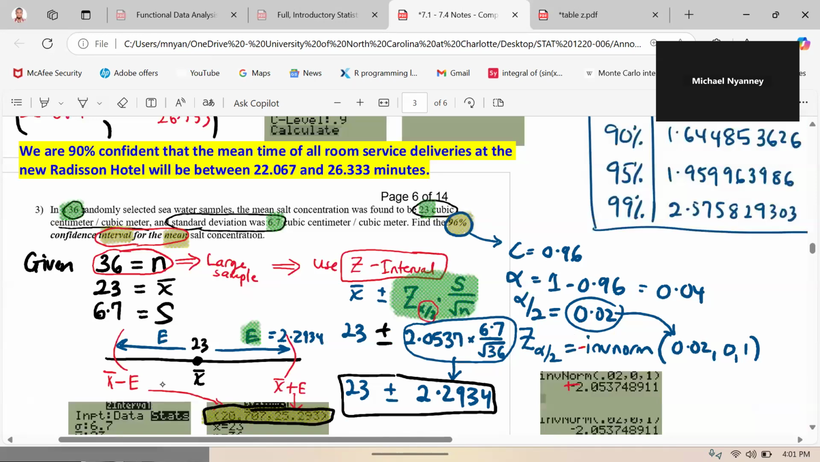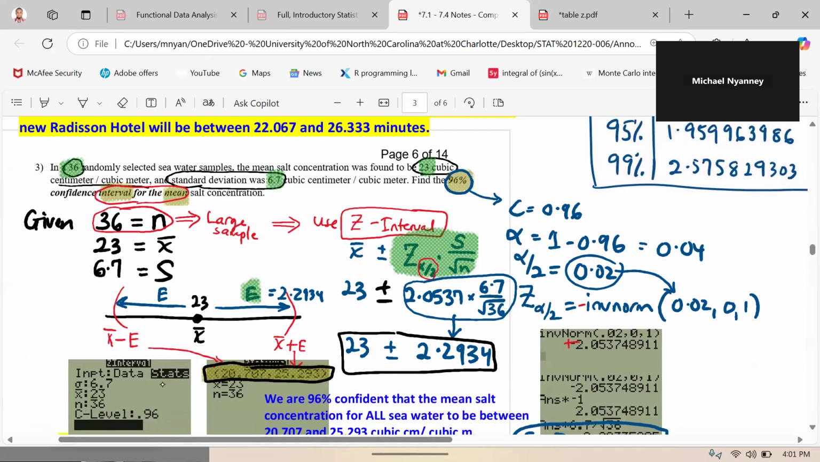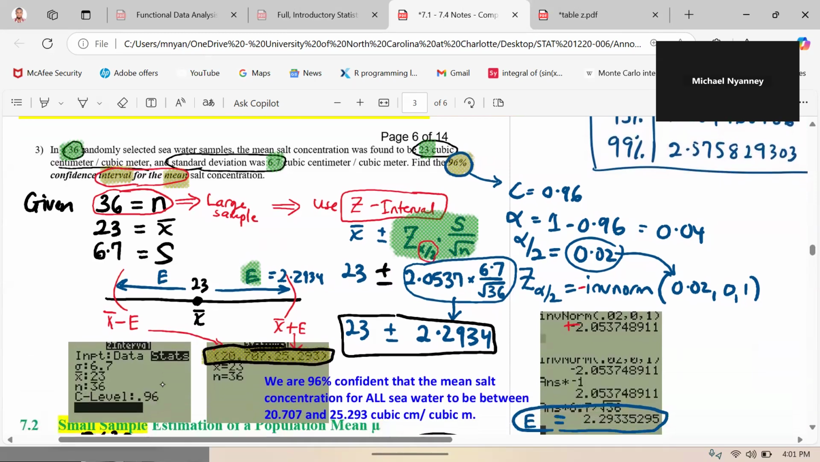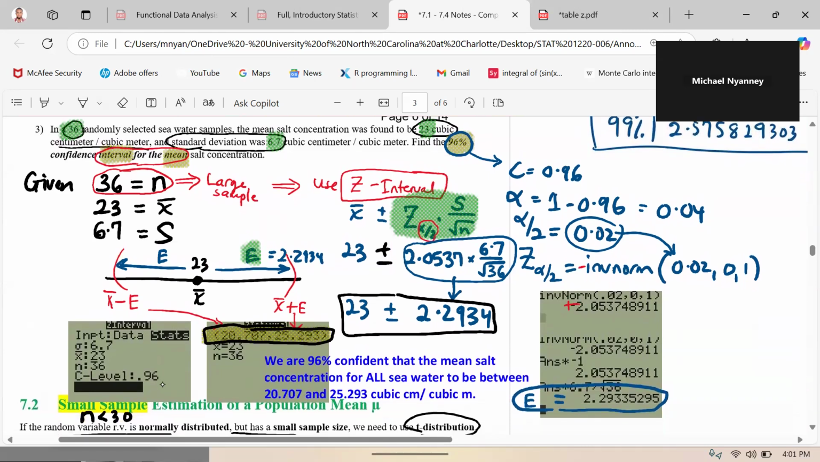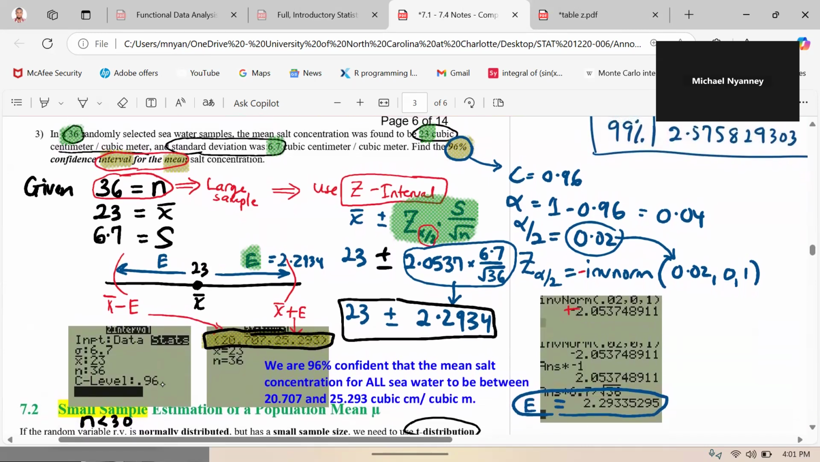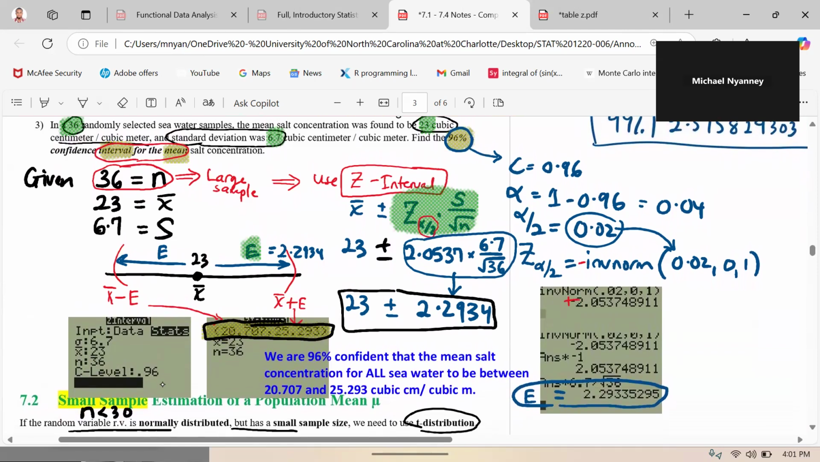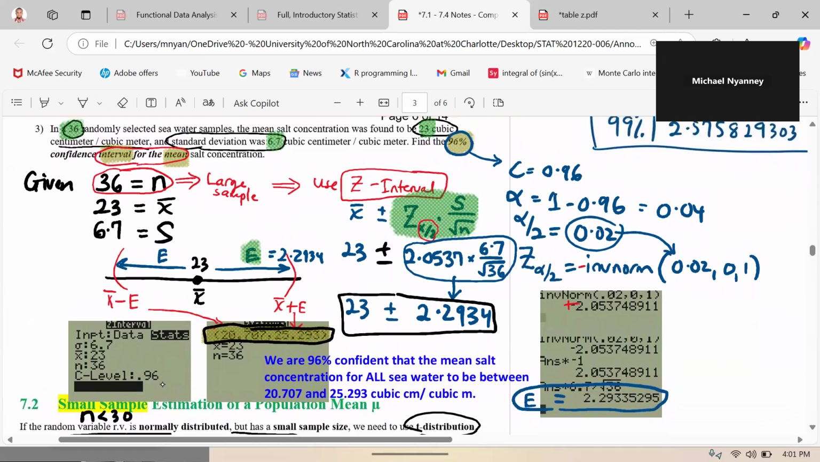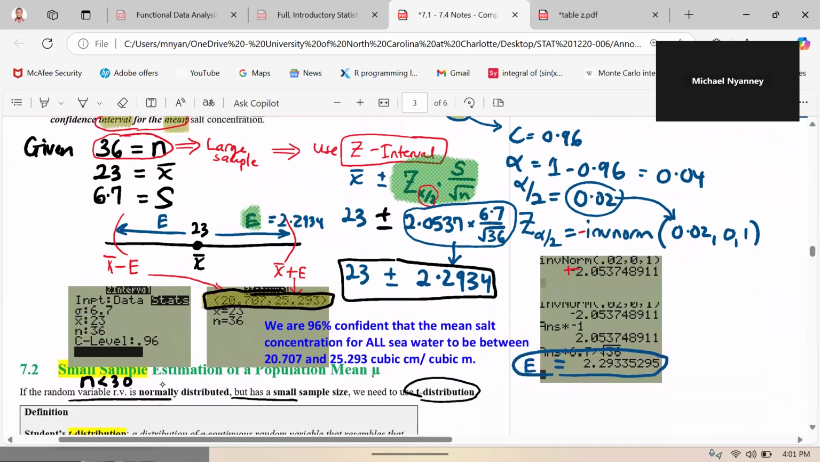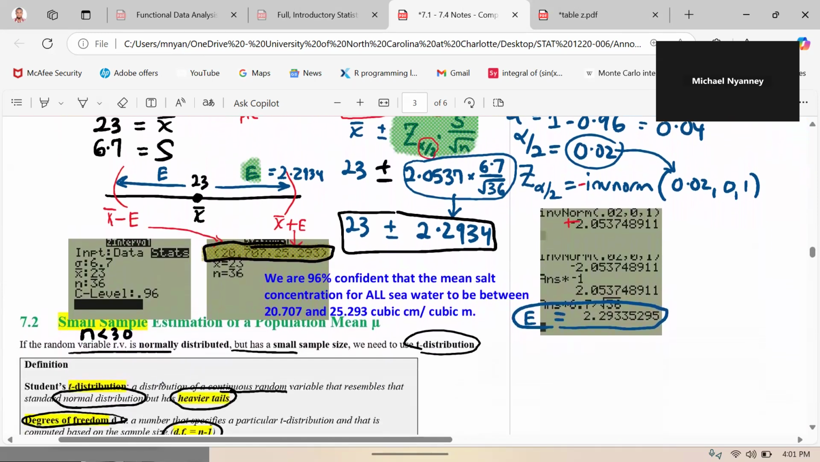So in the 36 one, our N is 36, which is greater than 30. We have 23 found to be the mean, and the standard deviation was 6.7. So this is an s given, that is 6.7. Then you have to find the 96% interval, so this is our level of confidence. We input that in the calculator and you're going to get our answer. This is the calculator way of doing it, and you should get your final answer like that.